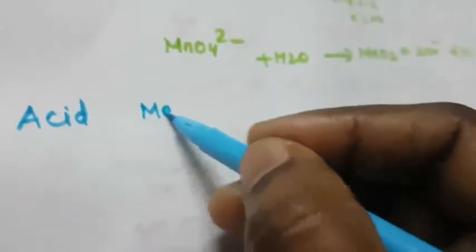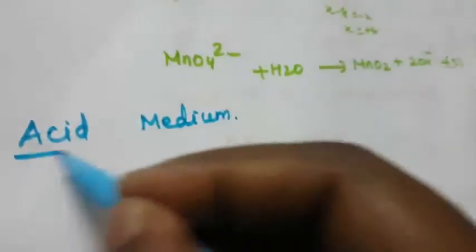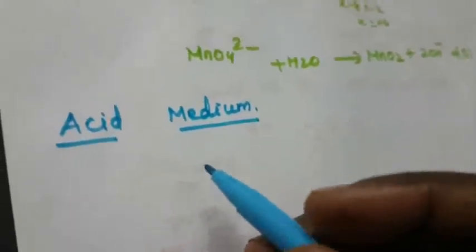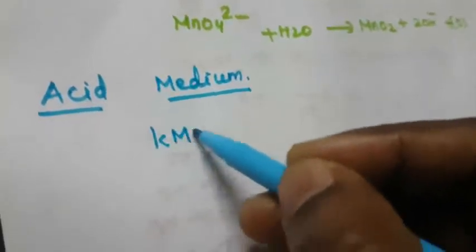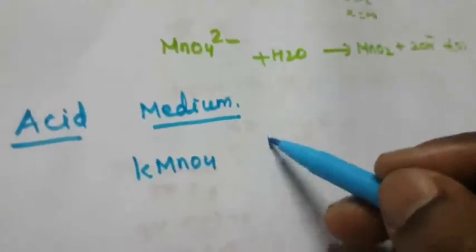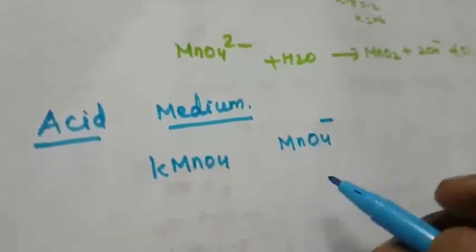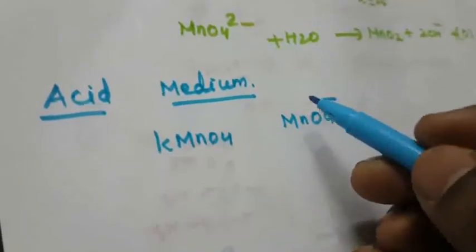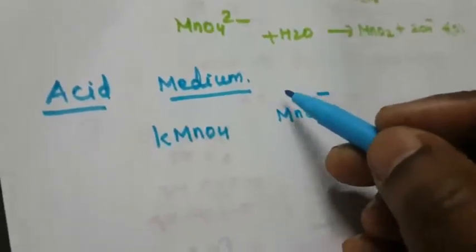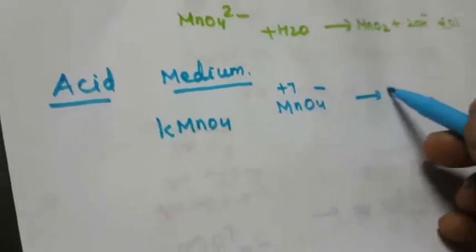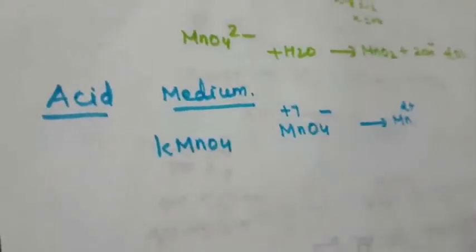What is meant by acid medium? Next topic is acid medium. What is the acid medium? Again writing KMnO4. KMnO4, how to write? MnO4 minus. So MnO4 minus, what is the oxidation state of Mn? So that is plus 7, right? Plus 7, it will be converted into Mn2 plus. So that is plus 7 to plus 2.